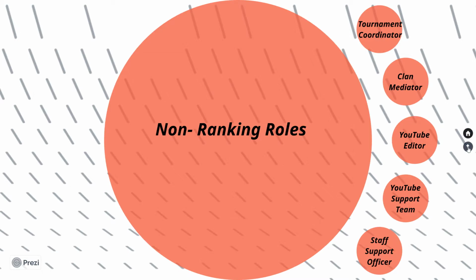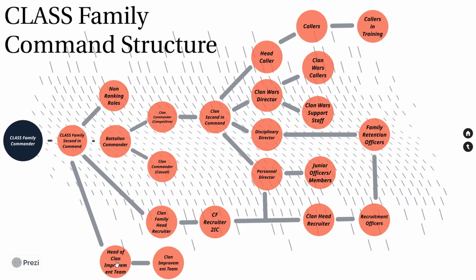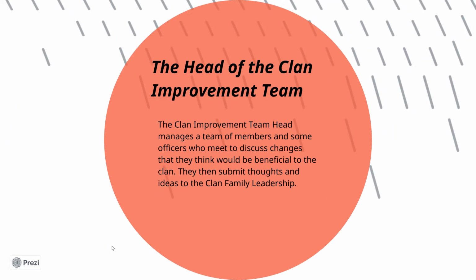Alright, let's cut across. Back down to head of clan improvement team. Currently this is Hawks 6, who is in class. So the clan improvement team is just a group of members, sort of like a board almost. They just meet, they talk with each other, find out where they think the clan could be improved, and then they run that by myself and Thomas. That way we have another set of eyes and ears who may see issues that we don't.